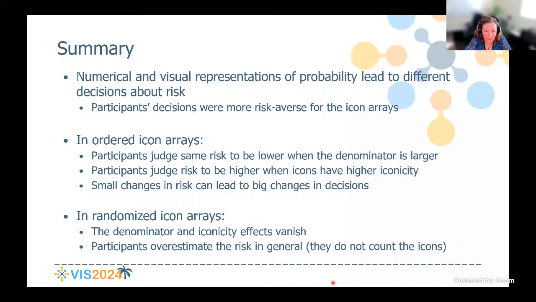So we think there's some visual biases at play here, like when the icon array starts to fill in the next row, that leads to a big increase in the evacuation rates. In the randomized icon arrays, we found that the denominator and iconicity effects vanished. And we also found that participants seem to overestimate the risk in general. And that's because they don't seem to be taking the time to count the icons. They're just estimating the risk based on the gist of how the icon array looks. And they seem to be consistently overestimating that risk.